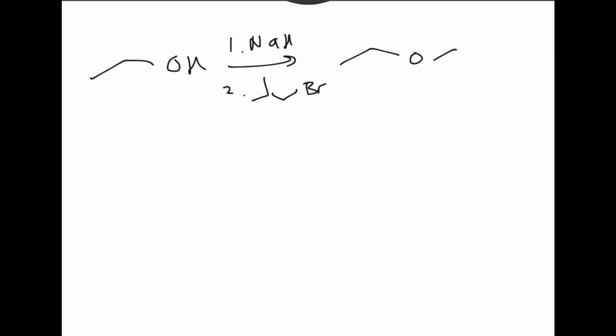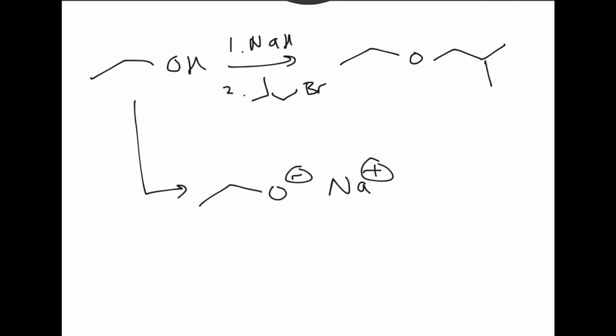All right. So the way this works is, right, you have your alcohol. Step 1, you treat it with your base. Step 2, you add your halide. You're going to make your product. All right, step 1, your alcohol reacts with your base and makes an alkoxide, which could also just be written as O minus Na plus.